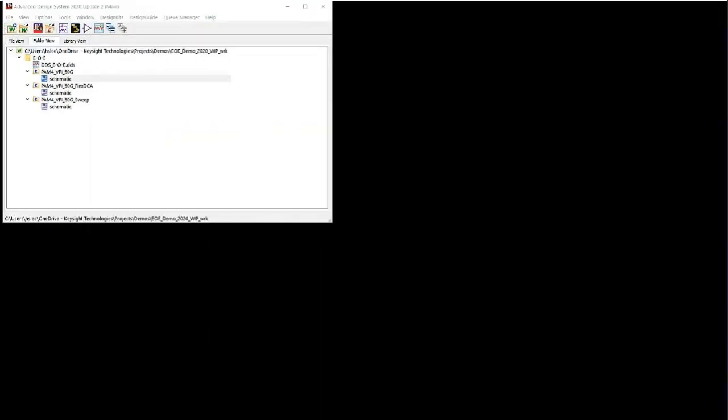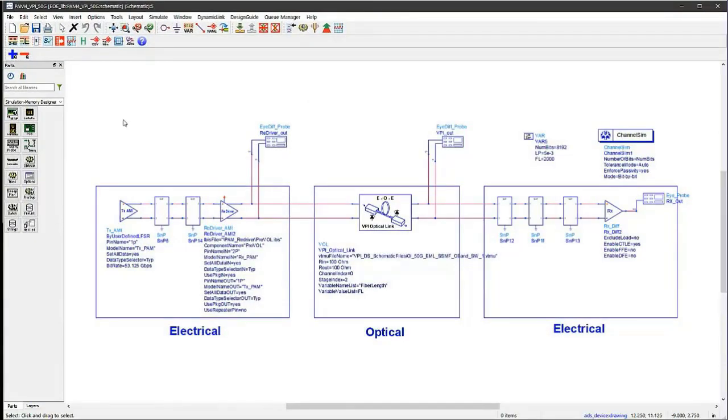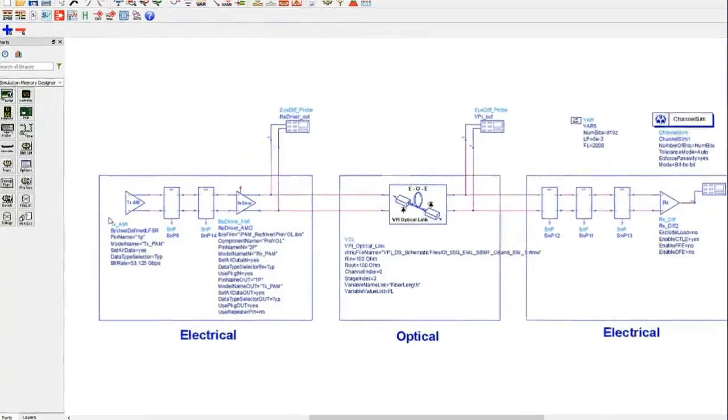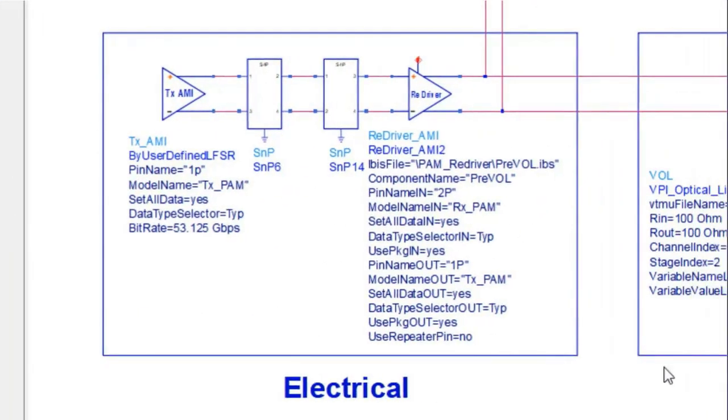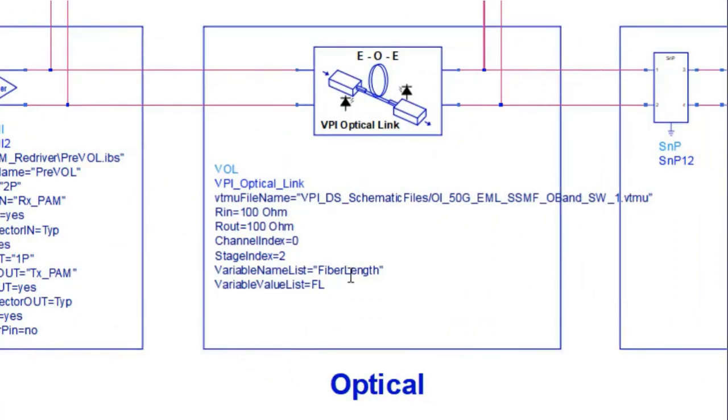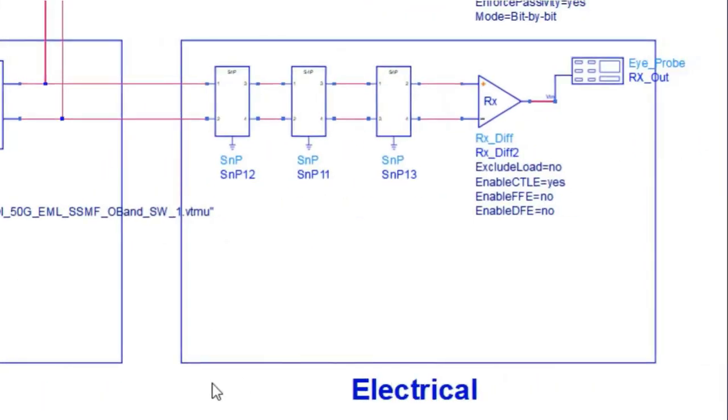For my demo, I'm using ADS 2020 Update 2.0. Let me start my demo with the first schematic, which is exactly the one I have been using for my presentation. The left side of the design is basically the electrical design, in the middle there's the optical channel, and on the other side there's the electrical design.